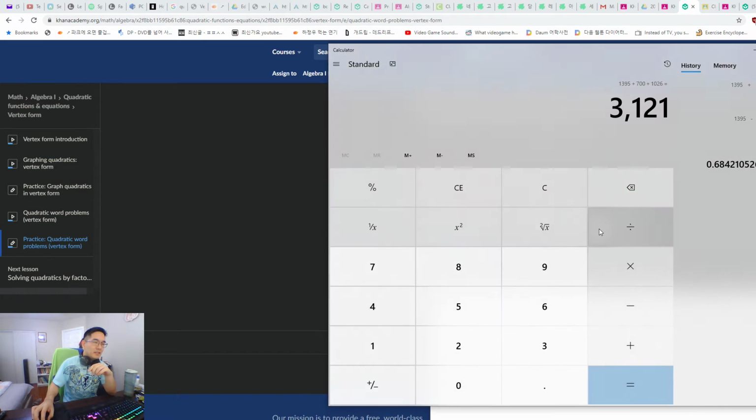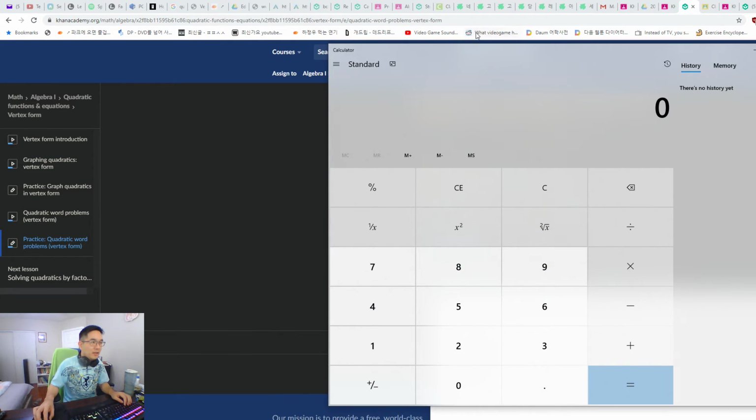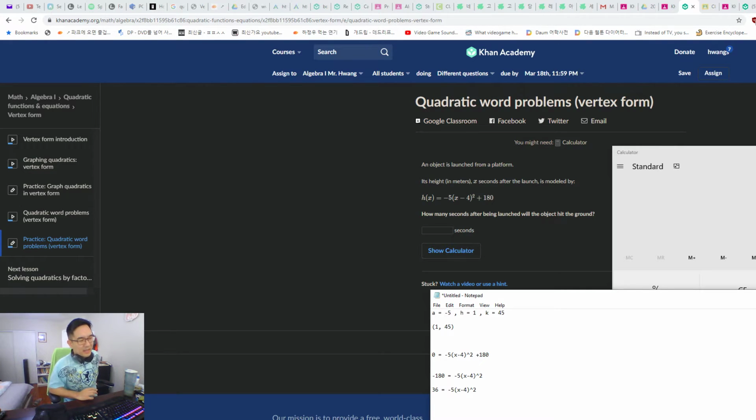Both are negatives, so it comes out positive. 36, right? 36 equals (x minus 4) squared, since the -5 is gone. So you have to get rid of the square.